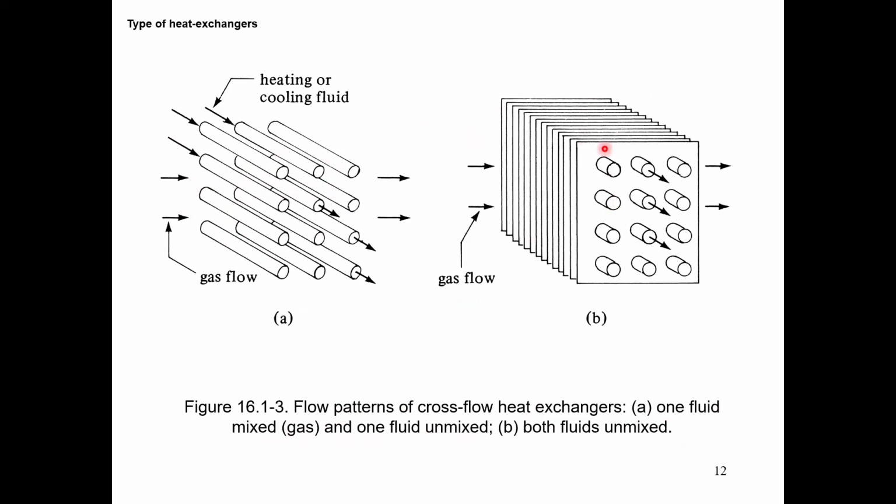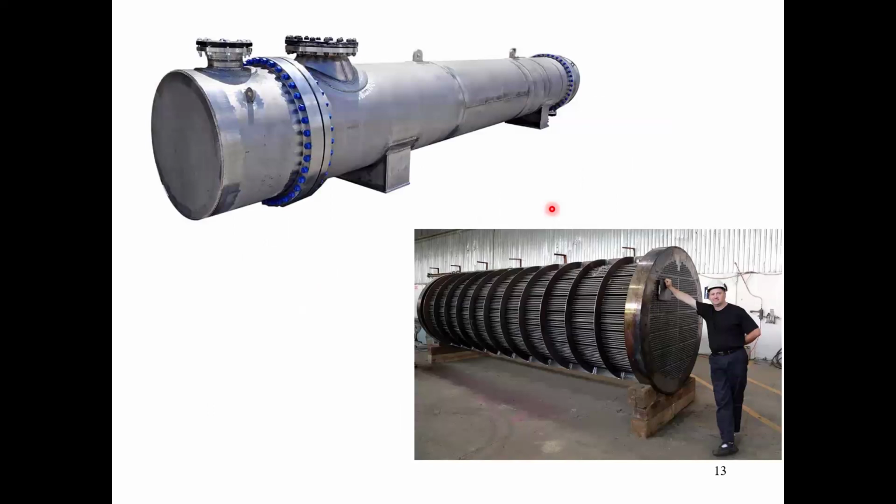You can also have another type of heat exchanger where both fluids are unmixed. The fluid flowing around the tubes is also not mixing in this case. So that's called a cross flow heat exchanger with both fluids unmixed. These are usually used for compact designs.